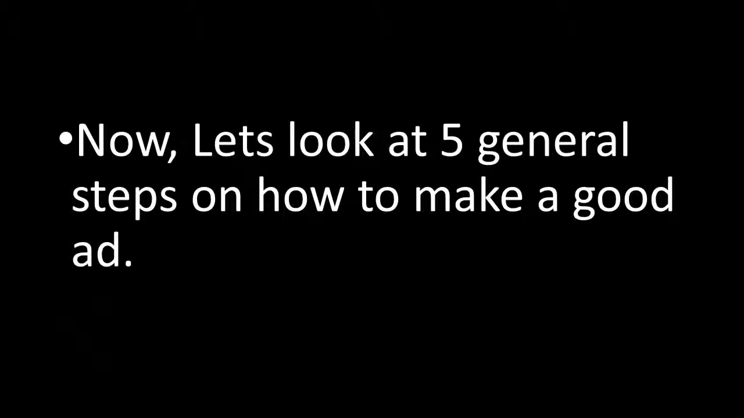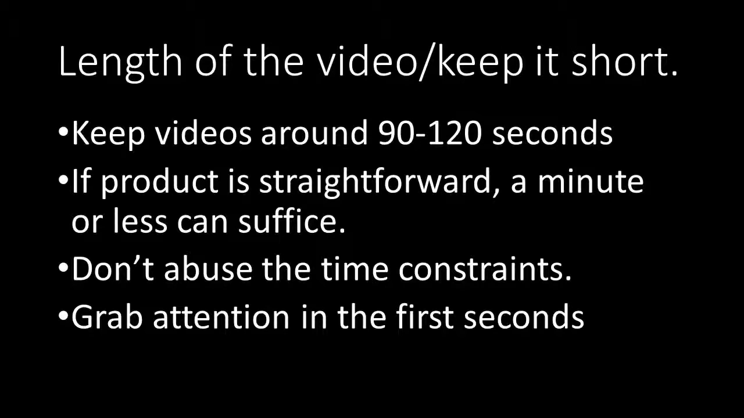Now, let's look at 5 general steps on how to make a good ad. First, let's talk about the length of the video. In general, you should keep it short, ideally around 90 to 120 seconds. Remember, if your product is straightforward, a minute or less can suffice. However, these are just a general idea, so don't feel forced to abuse or follow the time constraints to the letter. The most important thing is that you grab your audience's attention in the first seconds.